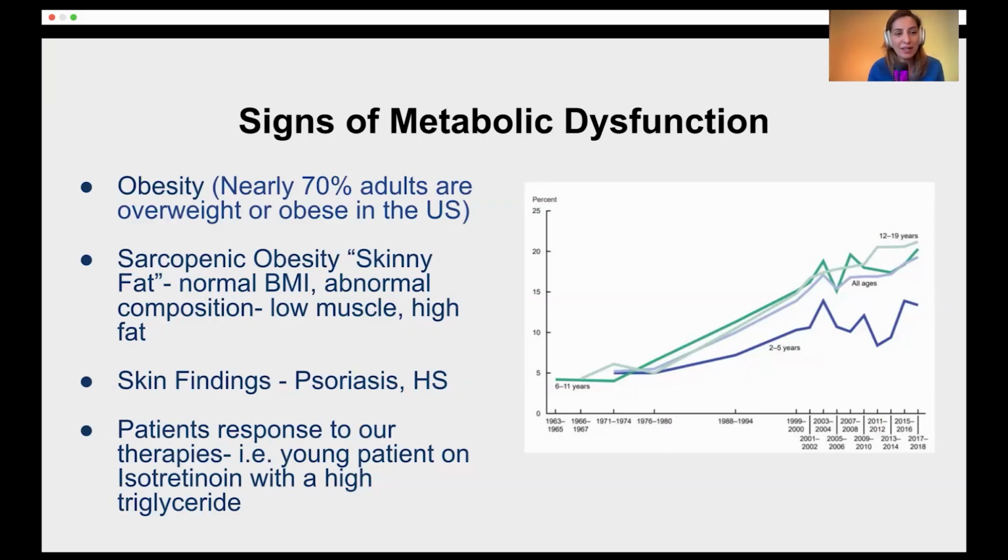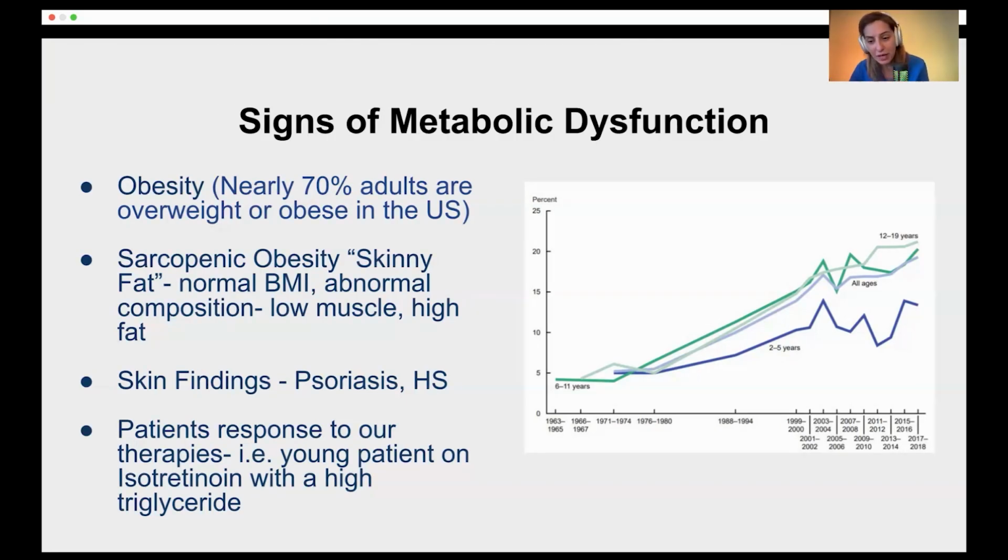So, signs of metabolic dysfunction. Obviously, the main one we talk about is obesity. We know about 70% of adults are now overweight or obese in the US. And sadly, our little ones, our children, are following that trend as well. Obesity is not always necessarily very visible either. There's also sarcopenic obesity, which we're not catching as much. This is what we call skinny fat.